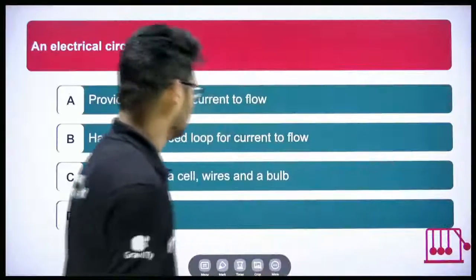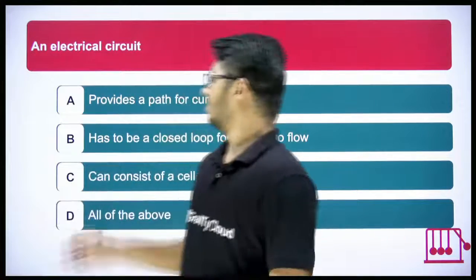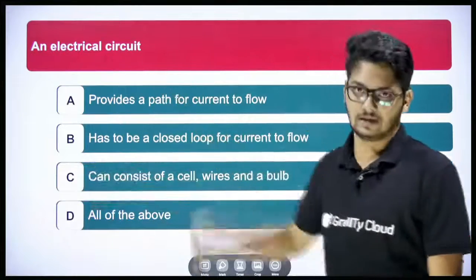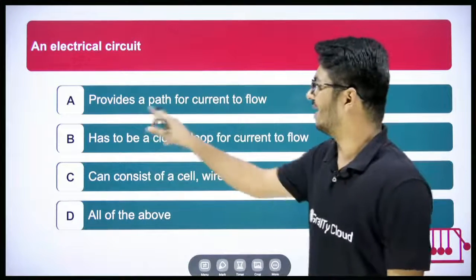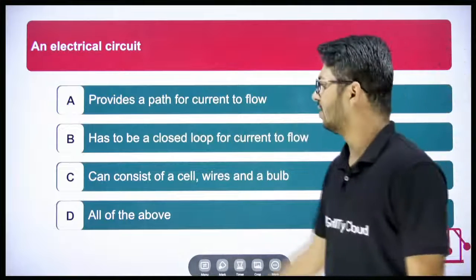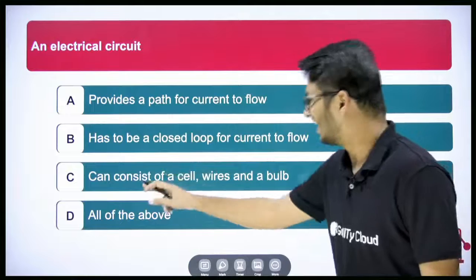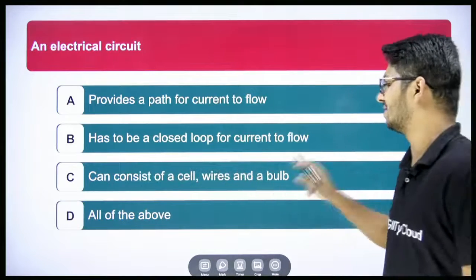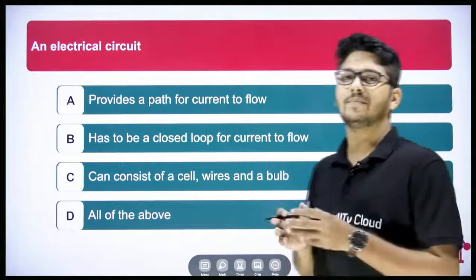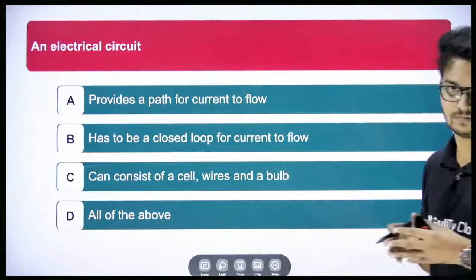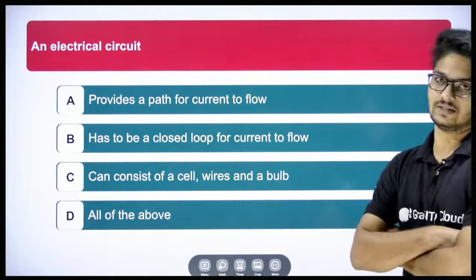Okay, so the first question is a very simple one based on an electrical circuit. So here the question is this: an electrical circuit. Now look at the options. You have to select the best option. Provides a path for current to flow, has to be a closed loop for current to flow, can consist of a cell, wires and a bulb, or all of the above. So what is the best suitable answer for this? Everyone think about it, read it carefully and then answer.